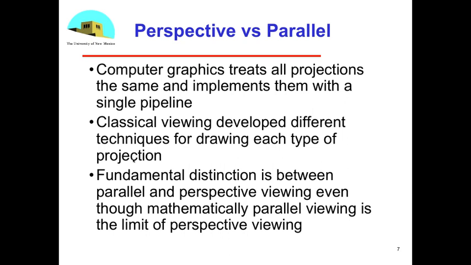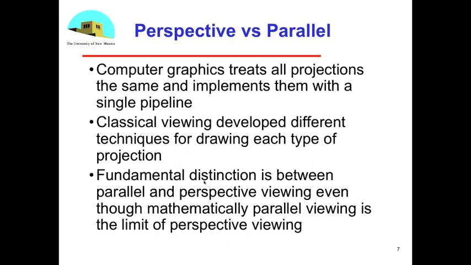So the difference here in parallel perspective is that in computer graphics, we're going to work things out with our projection matrices so that all of the parallel projection or perspective projection are going to be carried out exactly the same. And that's nice because then we won't have to have a separate pipeline for the parallel projections and a separate pipeline for the perspective projections. But in classical viewing, techniques are completely different for drawing each type.